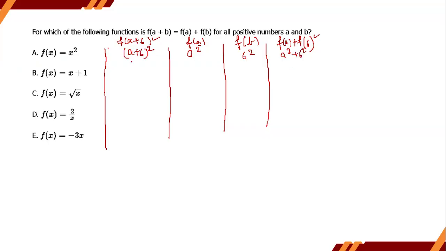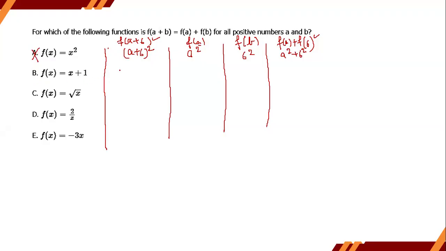And of course, these two are not equal. That is, f of a plus b is not equal to f of a plus f of b. So eliminate answer choice A. Now let's go ahead with option B.